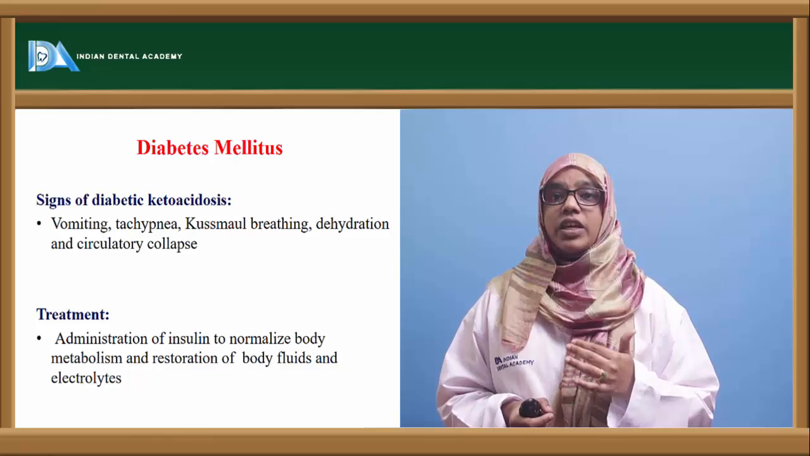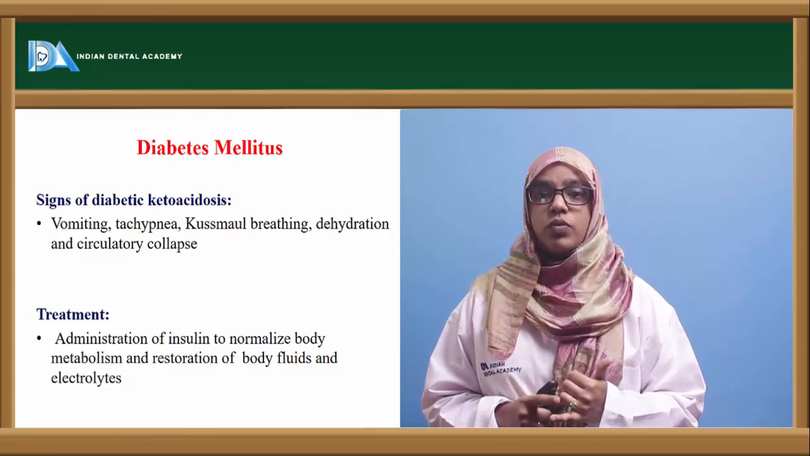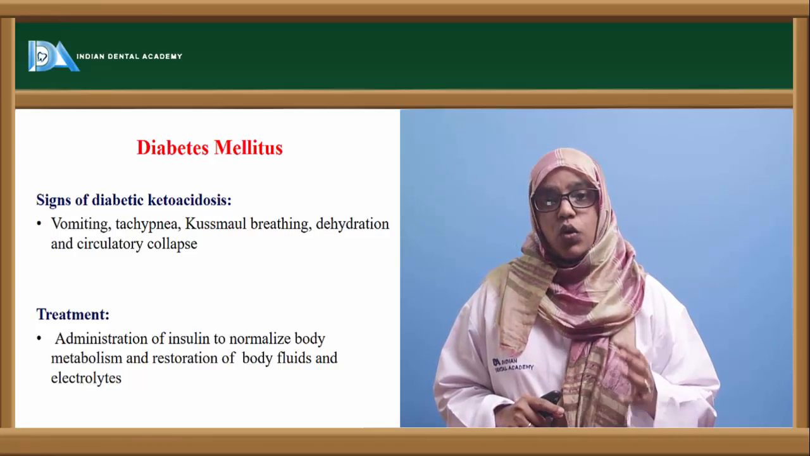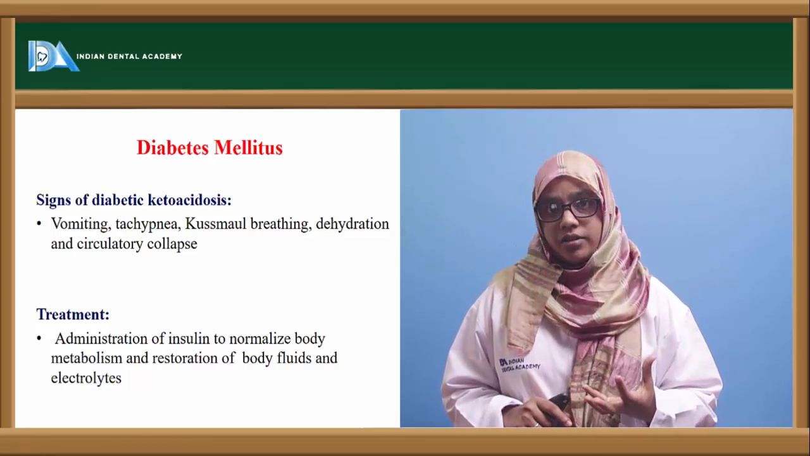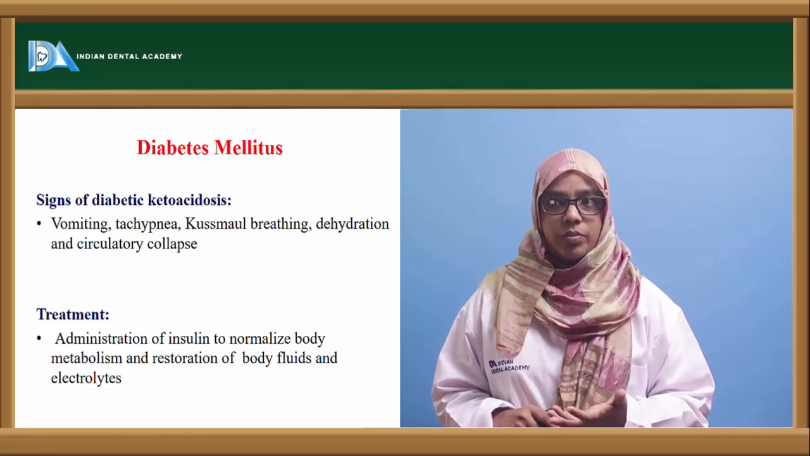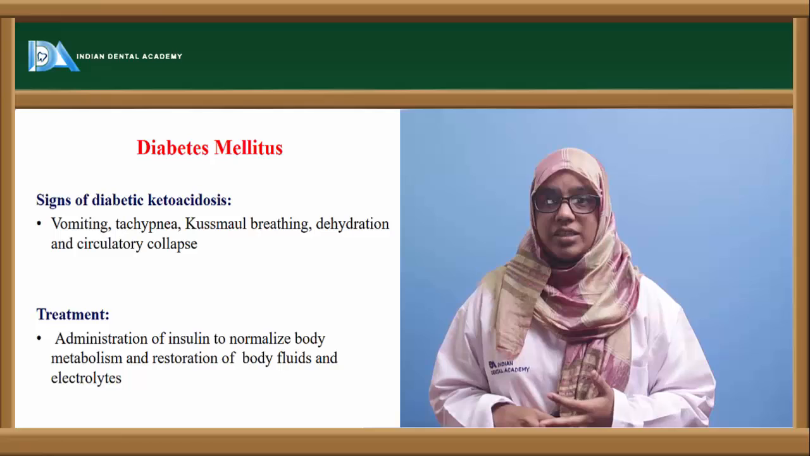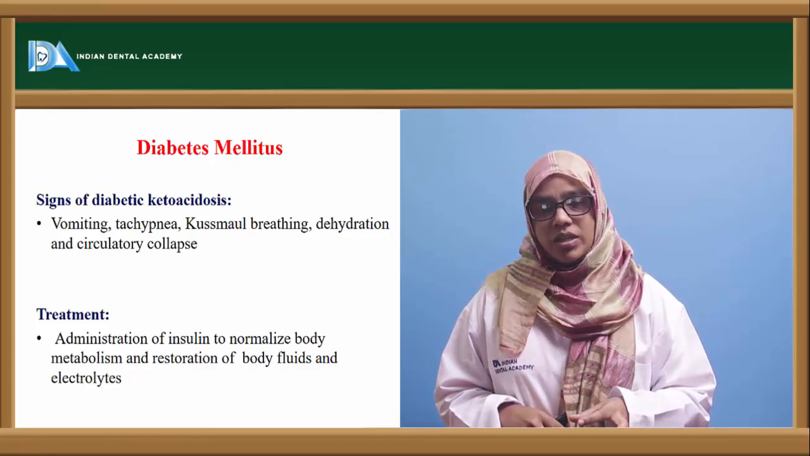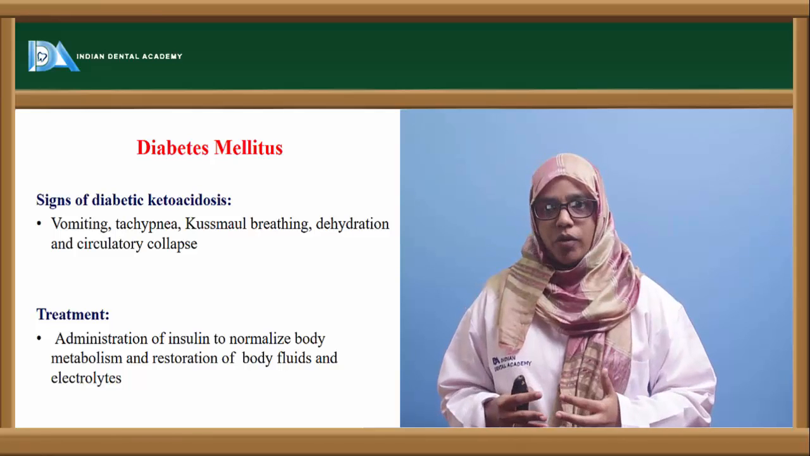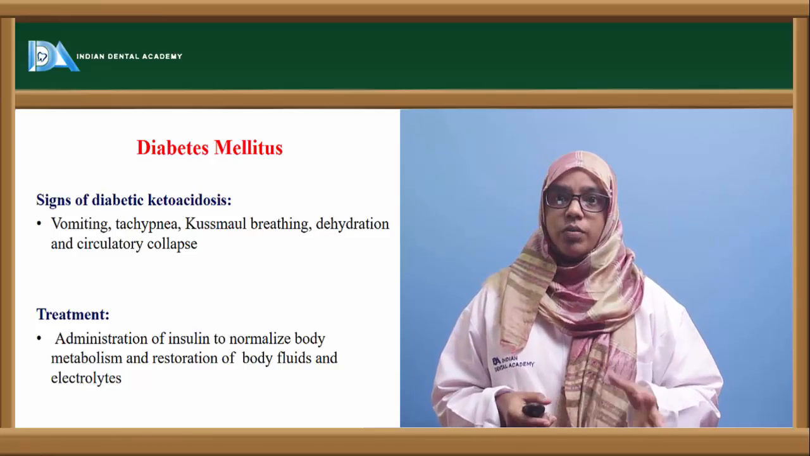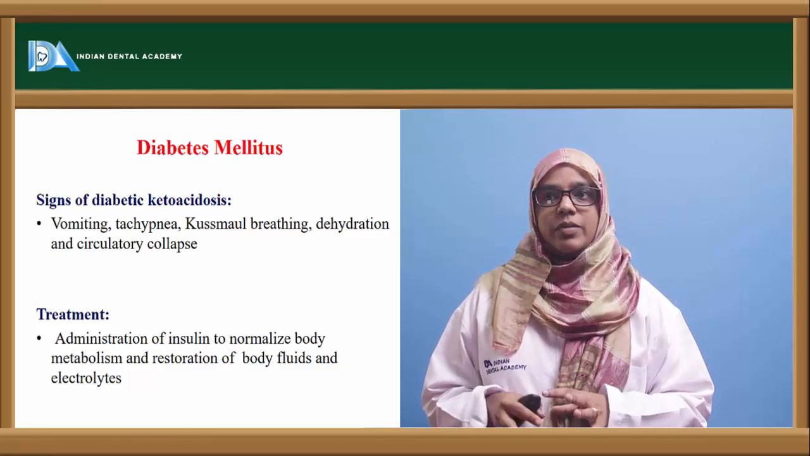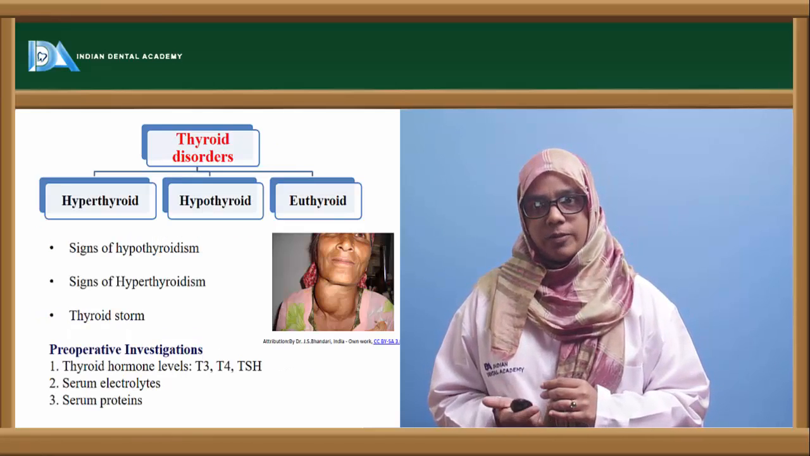In case of diabetic ketoacidosis, the patient will exhibit vomiting, tachycardia, Kussmaul's breathing. Kussmaul's breathing is nothing but air hunger, a rapid and shallow respiration, along with dehydration and circulatory collapse. Treatment is administration of insulin to normalize the body metabolism and restoration of the body fluid and electrolytes. There is basically a metabolic imbalance that takes place in ketoacidosis.